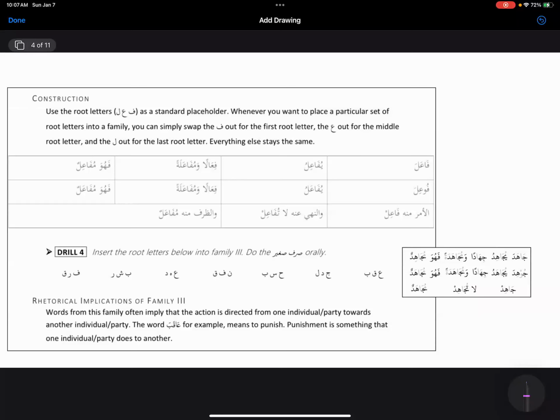Now, ain, ha, and dal. Ahada. What does ahada mean? To promise, a pact, an agreement, right? So ahada. Now, who is ready?